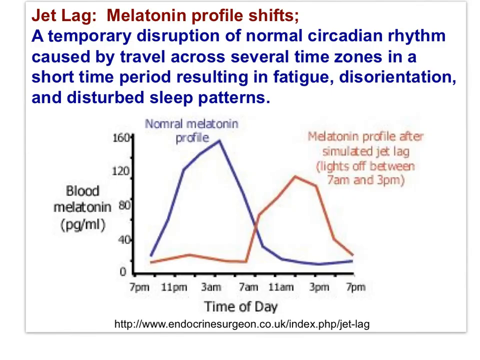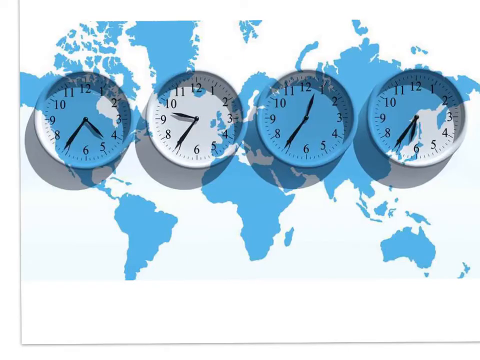Traveling across many time zones causes the melatonin profile to shift. All the more reason to think that melatonin could be used to alleviate problems associated with jet lag. Remember, jet lag is a temporary disruption of normal circadian rhythm caused by travel across several time zones in a short time period. This results in fatigue, disorientation, and disturbed sleep patterns. Melatonin use to counteract jet lag is being investigated. Is it possible to reset the body's internal clock by means of specially timed administration of melatonin? Would this counteract jet lag?